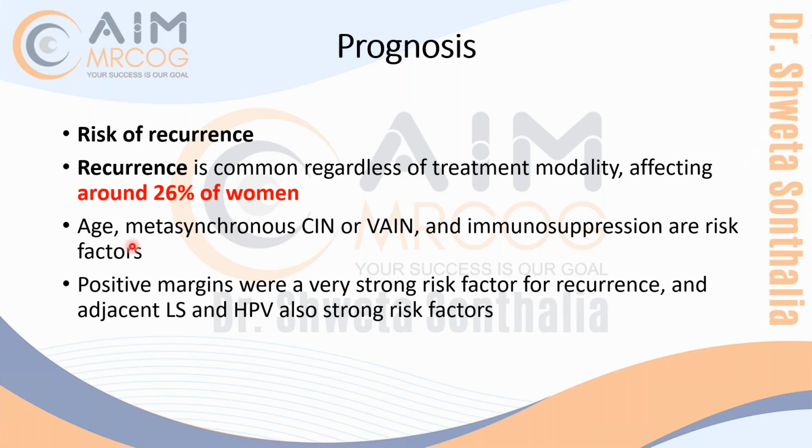If there is simultaneously CIN or vaginal involvement of HPV, so CIN and VaIN, then it will further increase the risk because it will be multifocal for sure. Higher age will increase the risk of recurrence and immunosuppression will increase the risk of recurrence. We saw in the beginning that smoking and immunosuppression are the risk factors for HPV associated VIN. So yes, these are all high risk factors and will increase the risk of recurrence. And again, the positive margins of the surgical resection is a very strong predictor and risk factor for recurrence.